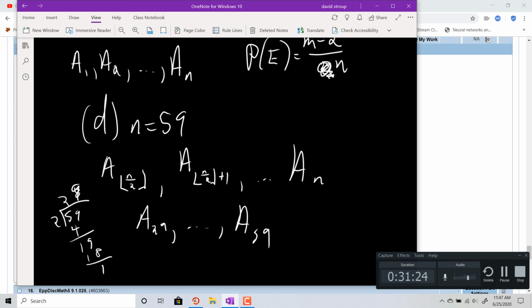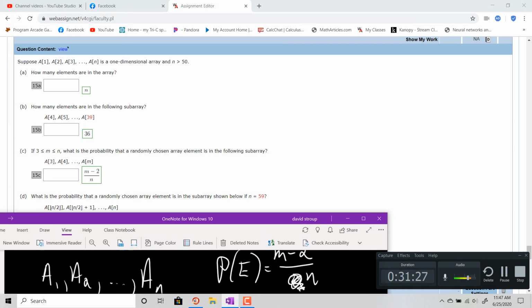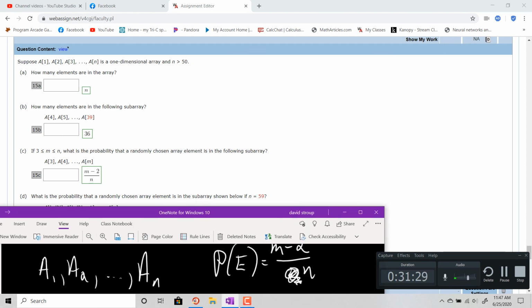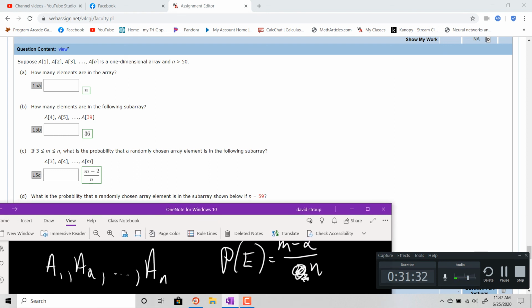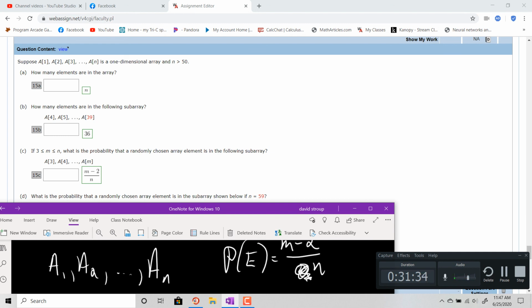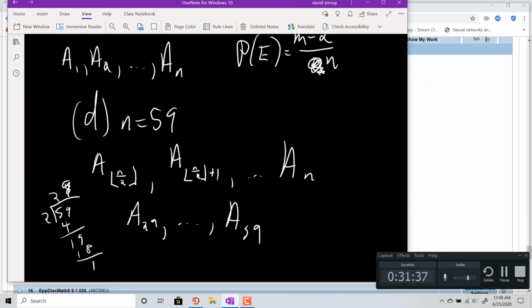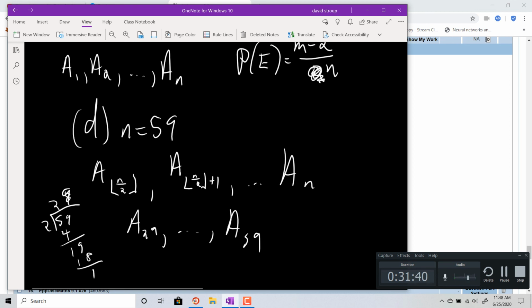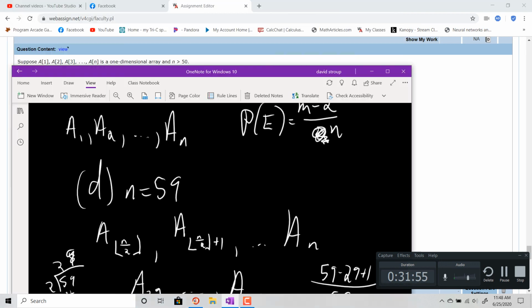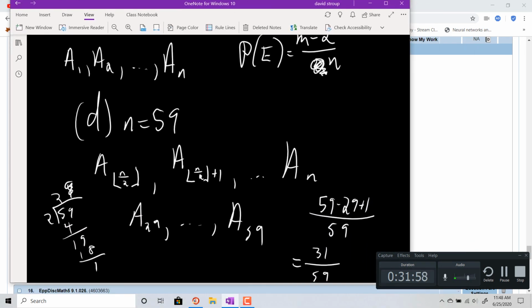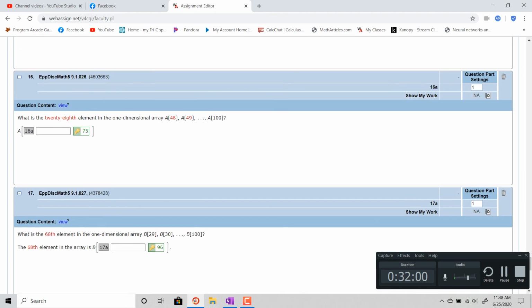And what are we doing? What's the probability? No. Yeah. What's the probability that any randomly chosen array element is in this subarray if n is equal to 59? Okay. So what is that going to be? The event space, there are 59 minus 29 plus 1 things in that. And then the sample space, there's 59 things in there. So 59 minus 29 is 30 plus 1 is 31 all over 59. Yay, we got it.